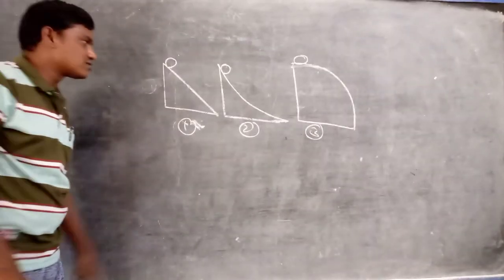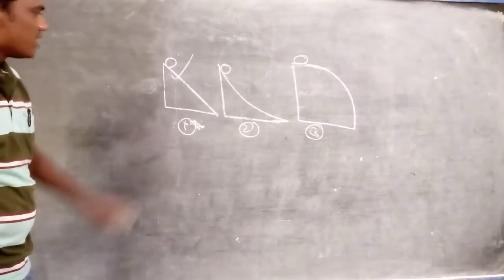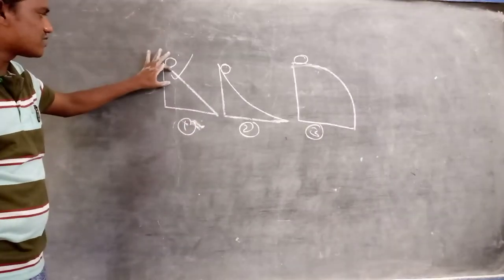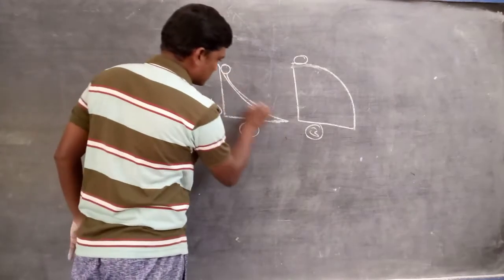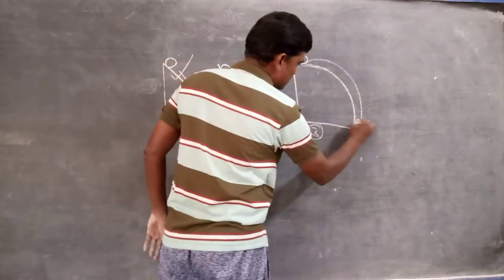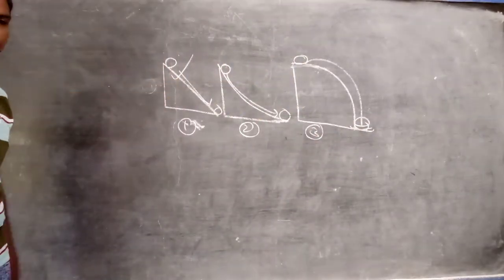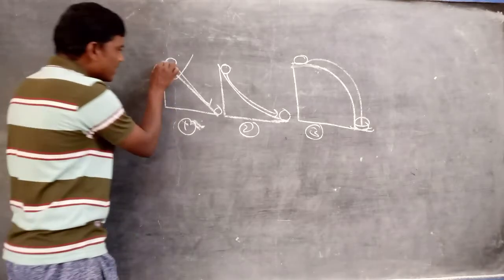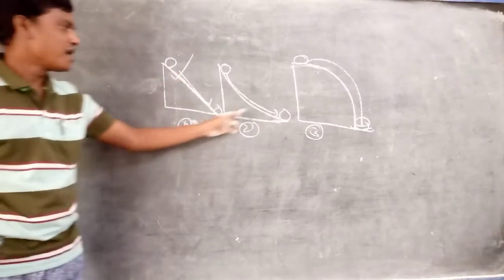Which ball reaches the bottom first? The first one only. The ball on the first hill reaches the bottom first. Why? After seeing the diagram, we understand that the length of the path is smaller, or less, when compared to the remaining two hills.